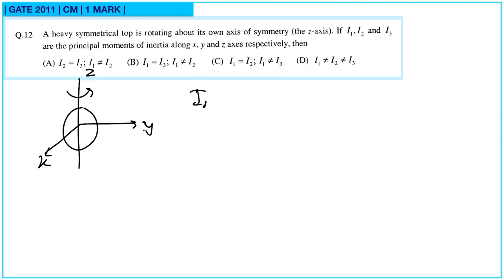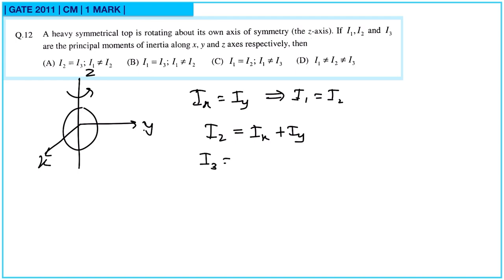By symmetry, Ix will be equal to Iy, so that means I1 will be equal to I2. And now we can use the perpendicular axis theorem, so that means Iz is equal to Ix plus Iy, so I3 will be equal to 2I1, and that is equal to 2I2. So here I1 is equal to I2 and I1 is not equal to I3, so option C is correct.